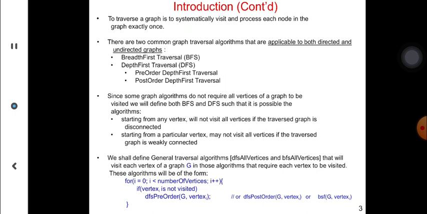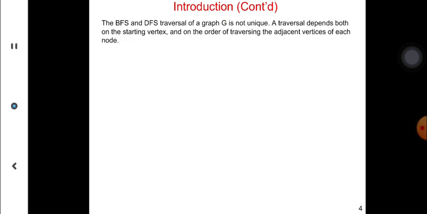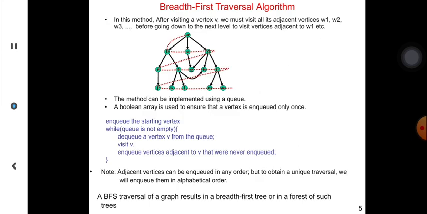Since some graph algorithms do not require all vertices of a graph to be visited, we will define both BFS and DFS, breadth first and depth first, such that it is possible for the algorithm, starting from any vertex, not to visit all vertices if the graph is disconnected. So take a look at what happens in this DFS and BFS traversal of a graph. It is not unique.